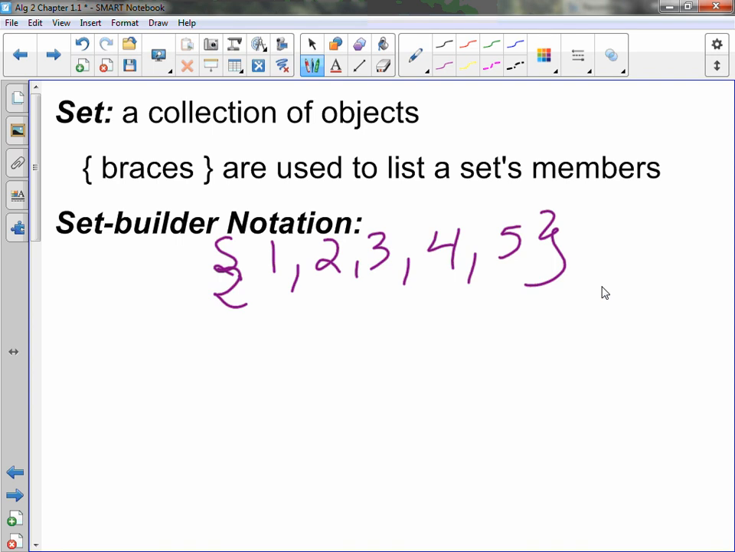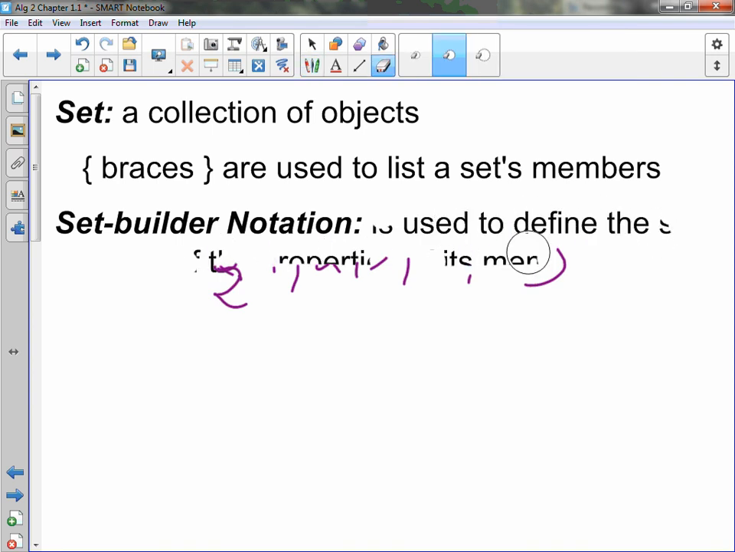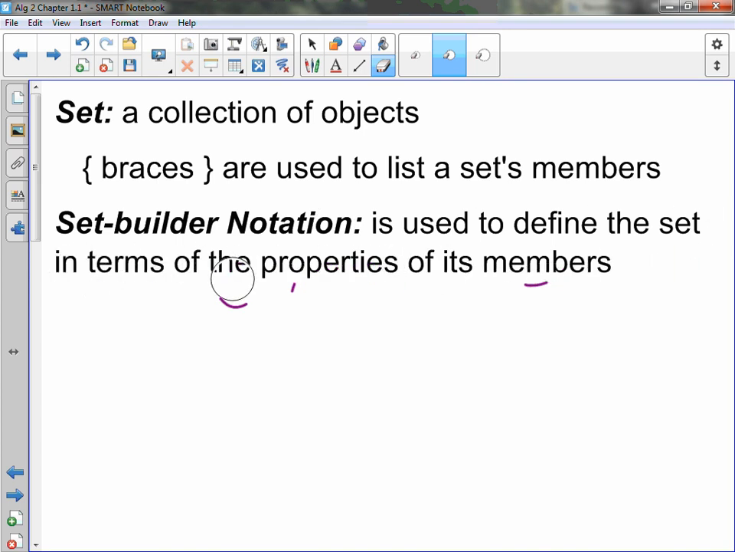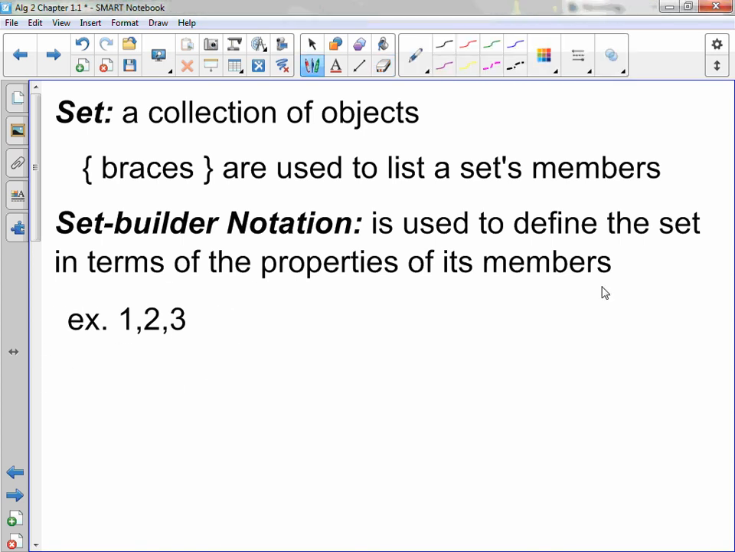So we come about different ways using this same notation. And we call that set builder. Set builder is used to define the set in terms of the properties of its members. So here, as I just showed you, with set builder we can expand it a little bit further, in terms of the properties of its members.